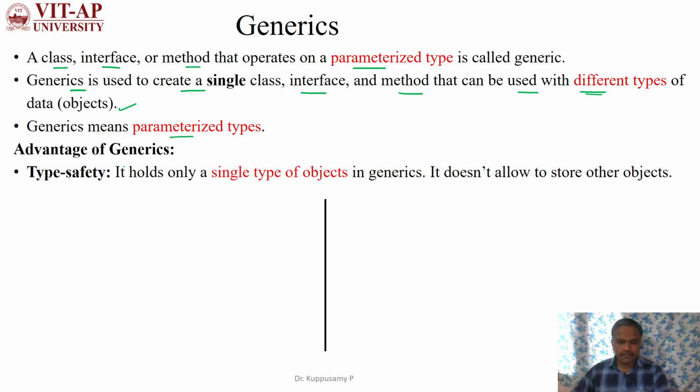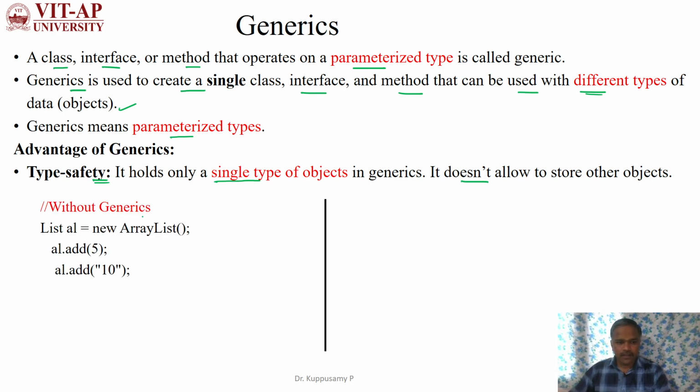The advantage of generics is type safety. That means it holds only a single type of object. The object may be integer, string, float, or character, etc. It does not allow storing other types of objects at the same time.